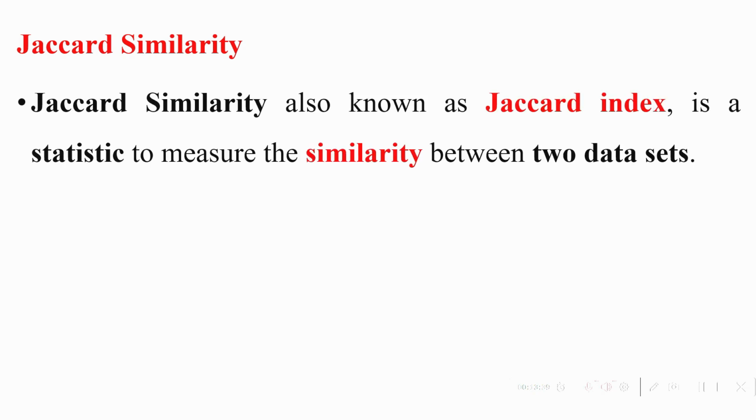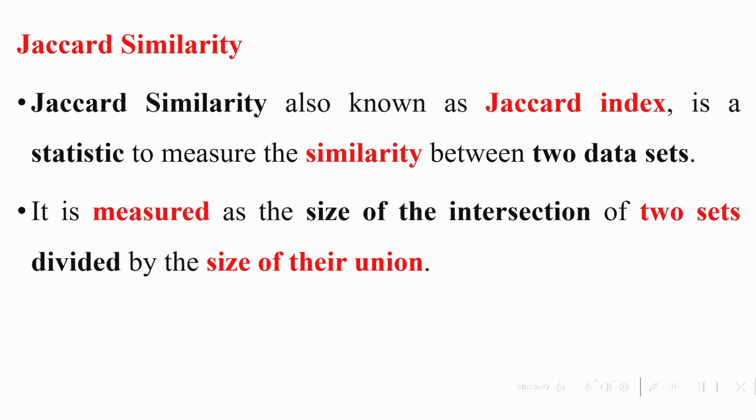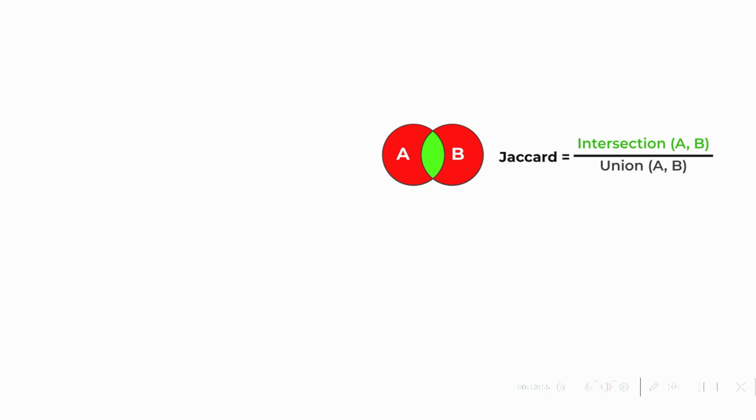Now we are going to see the other metric called the Jaccard similarity coefficient. The Jaccard similarity coefficient, also known as the Jaccard index, is a statistic to measure the similarity between two data sets. It is measured as the size of the intersection of the two sets divided by the size of their union. Now here there are two sets, set A and set B.